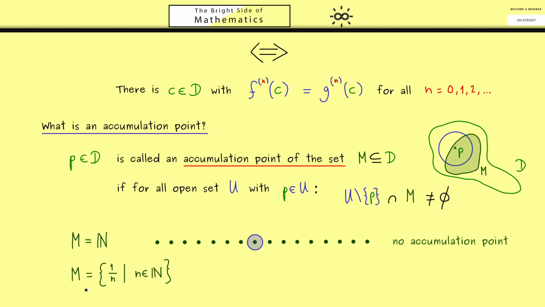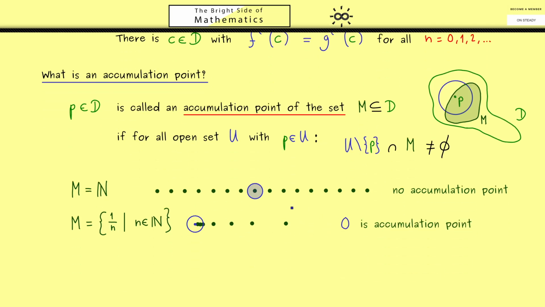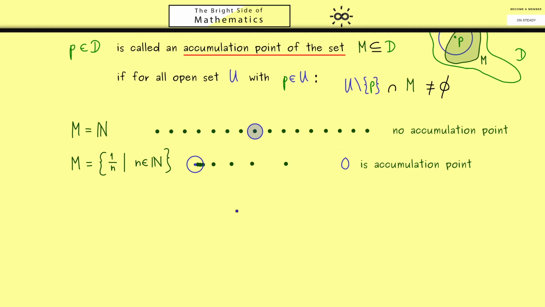However, still, it can happen that such a discrete set has accumulation points. So for example, this set 1 over n accumulates around the point 0. This means the point 0 here is an accumulation point of the set M. Here please note, 0 is not an element of the set M itself, but still it's an accumulation point of the set by this definition.